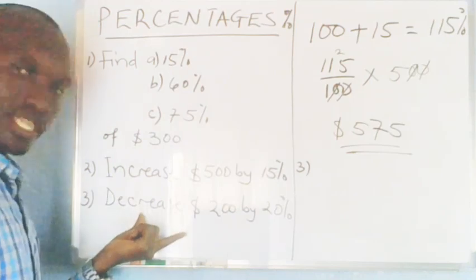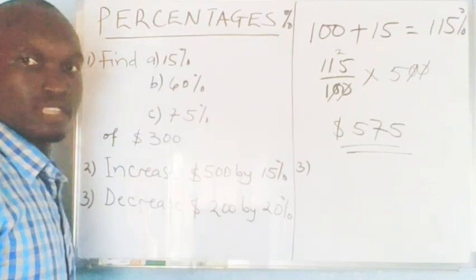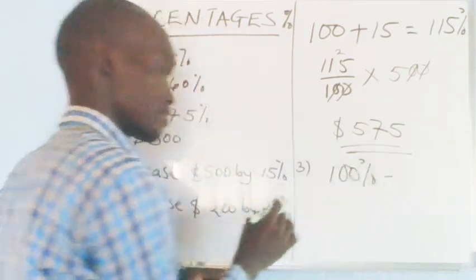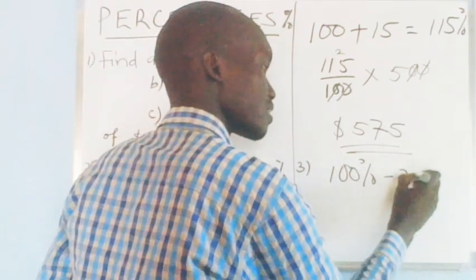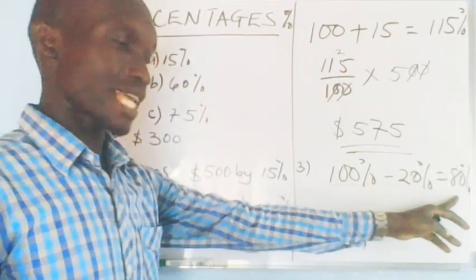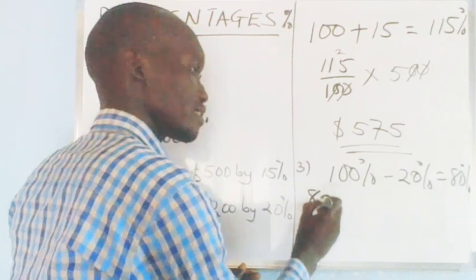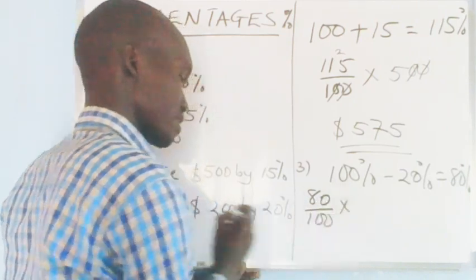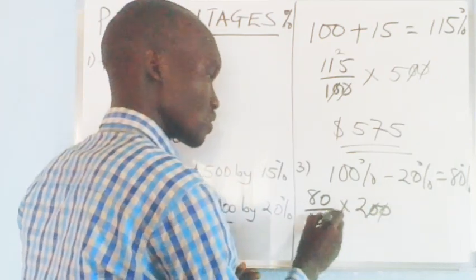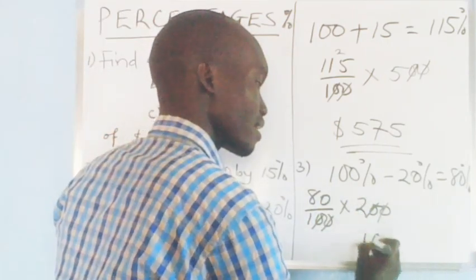Let's look at the third one. The third one says decrease $200 by 20%. Now decrease means we are reducing it from the original percentage, which is 100. So 100% this time minus, we decrease, we take away this 20%. So that we shall have 80%. Now we're going to express this 80% and then we'll multiply by the amount that we have been given. So in that case, we are going to have 80 out of 100. We'll multiply this by the amount that is given, which is 200. We can cancel these two zeros, 80 times 2, that will be 160.